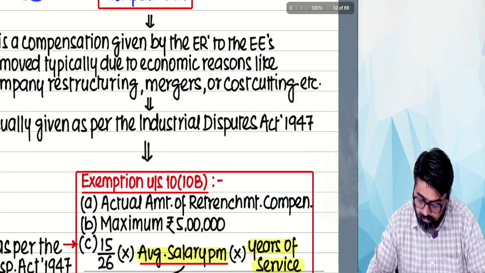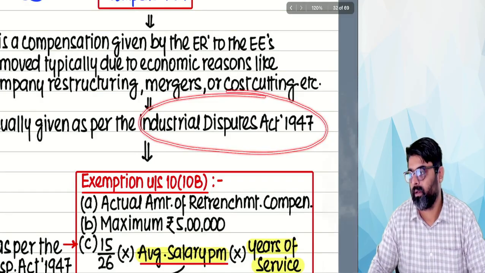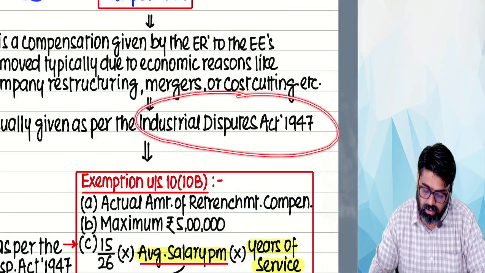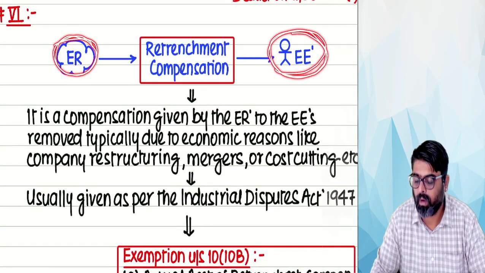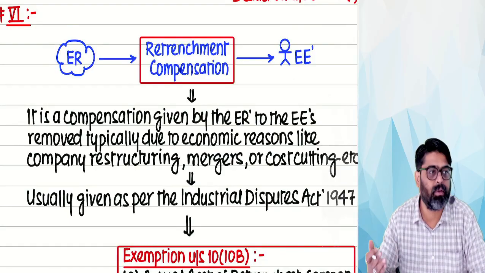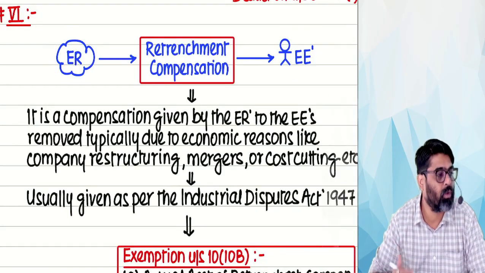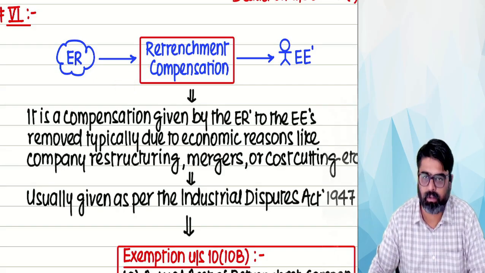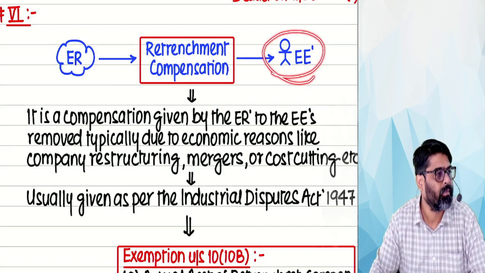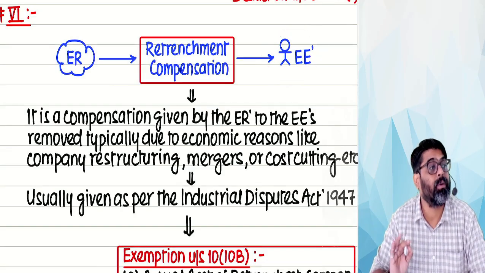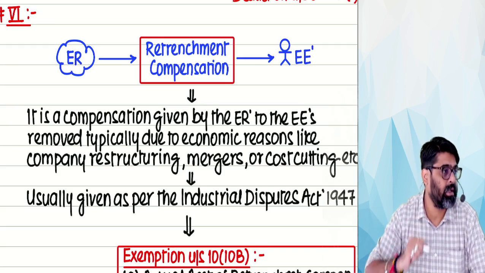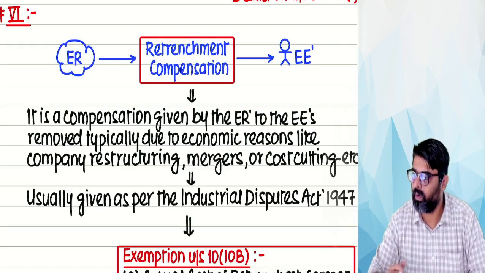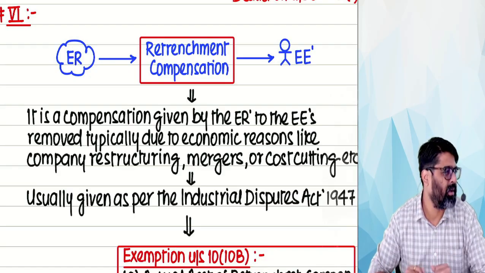And what was the name? Industrial Disputes Act. As per the Industrial Disputes Act 1947, the employer is required to pay compensation to the employee, and that compensation given on retrenchment is known as retrenchment compensation. Understood? Retrenchment compensation is given to the employee. That retrenchment compensation is also income for the employee, but we don't want to charge that entire income in the hands of the employee. We are going to give the exemption, because that is a capital receipt, a big amount.